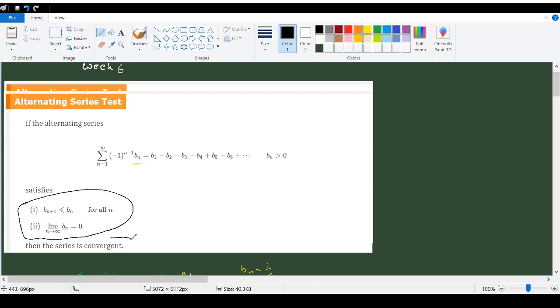then the alternating series converges, and this doesn't say anything about divergence. So if the series is alternating and if these two conditions are satisfied, then the series will converge, and if they do not satisfy, we cannot say anything about the convergence. So we can only make a conclusion if these two things are satisfied for a given alternating series. Otherwise the alternating series test will not be helpful.